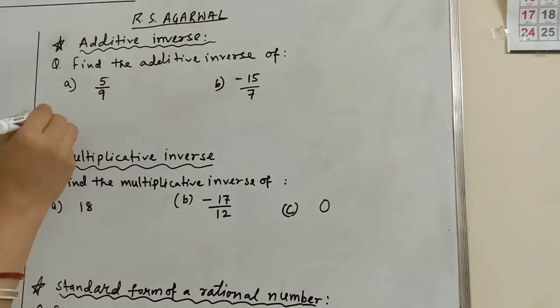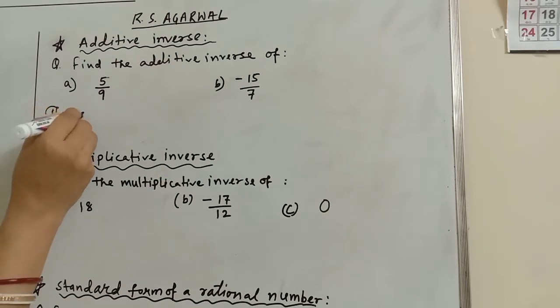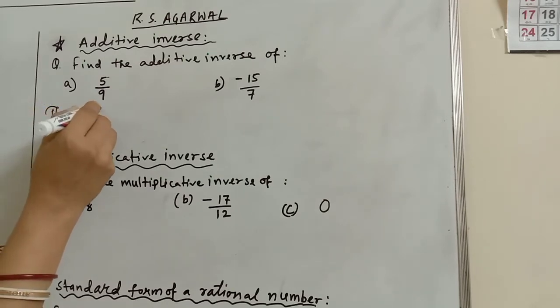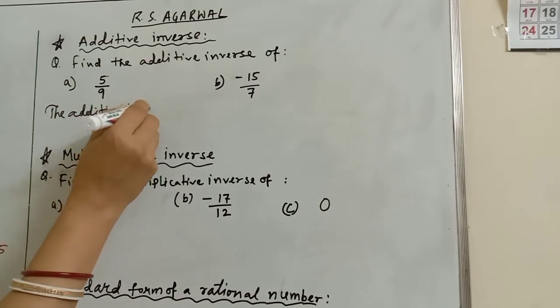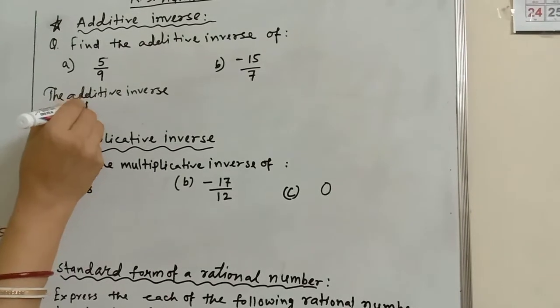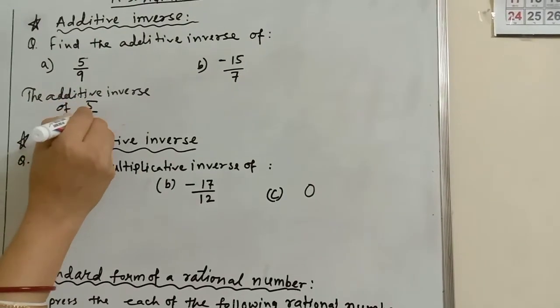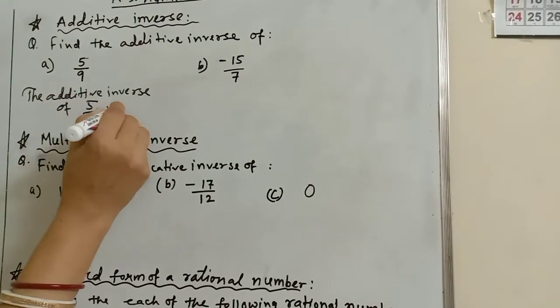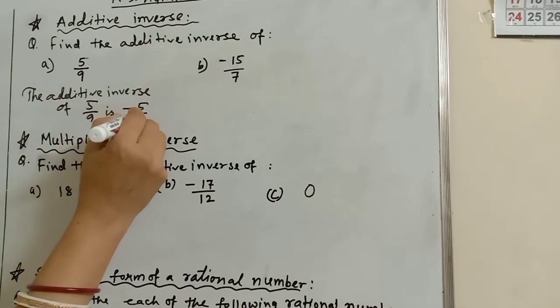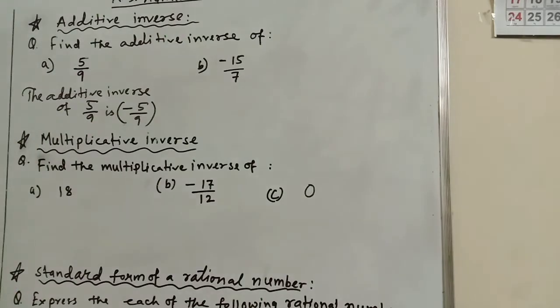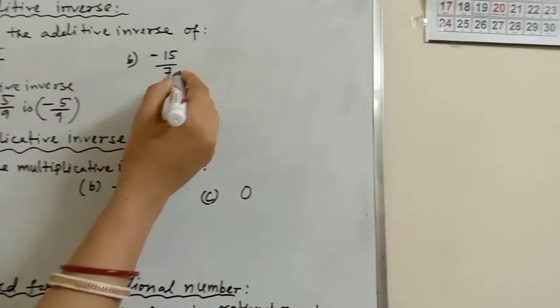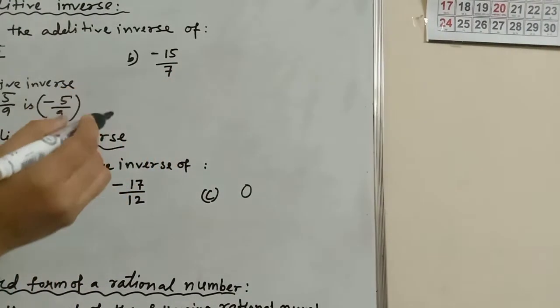So what will you write? The additive inverse of 5 by 9 is minus 5 by 9. Understood? Whatever the number given here, just write the opposite sign of that number. You will get the additive inverse. Here also it is minus 15 by 7.